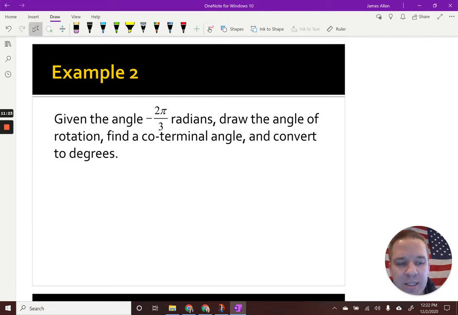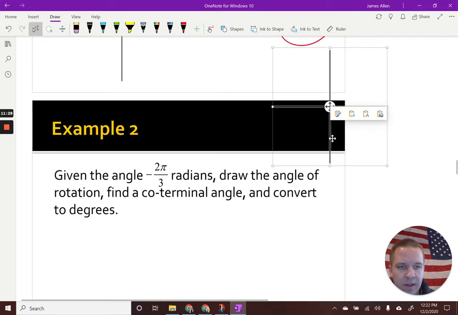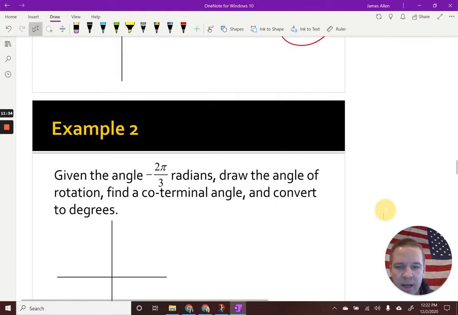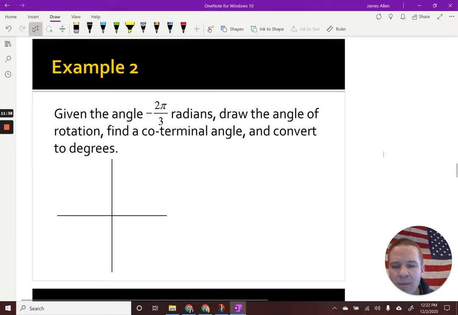Oh, man, now we're in radians. Yikes. And it's negative. What are we, crazy? Okay, there's a graph. Let's draw that bad boy as our angle of rotation here. And I'm going to mark out a couple things for you guys. I think that might help.